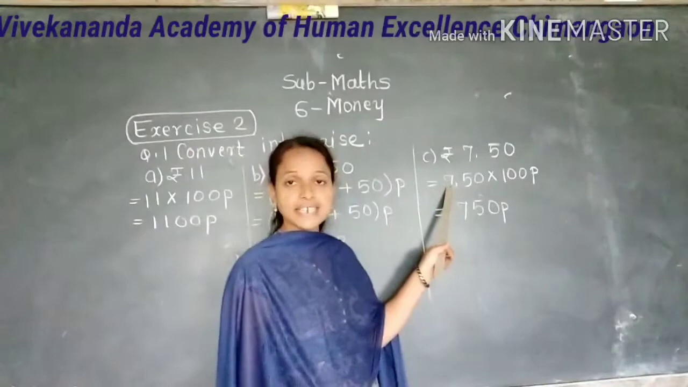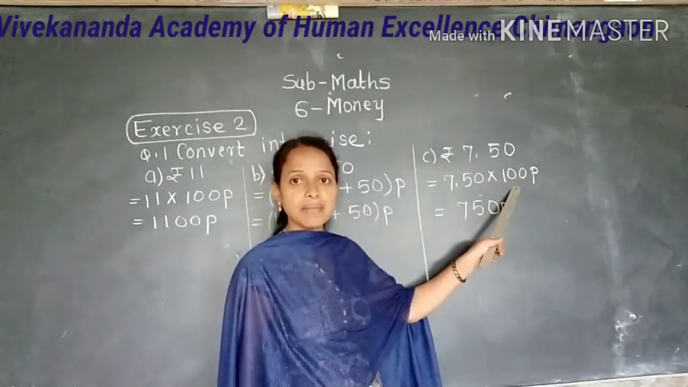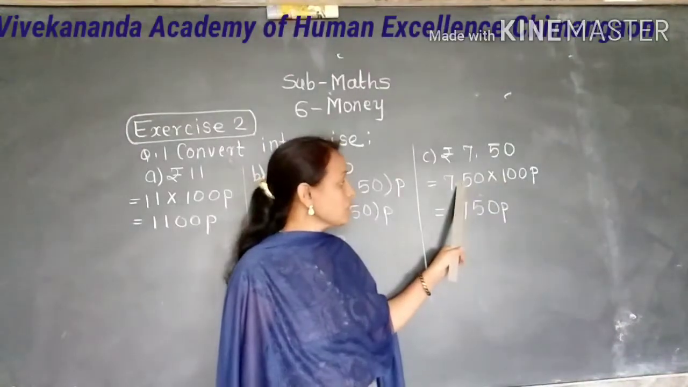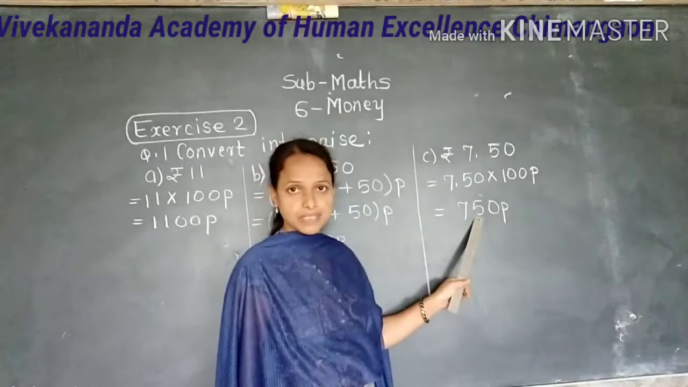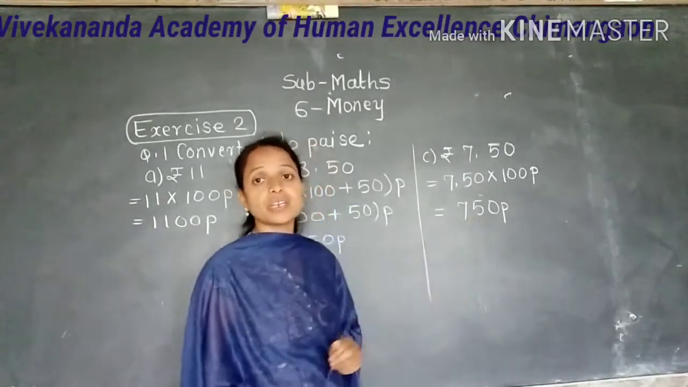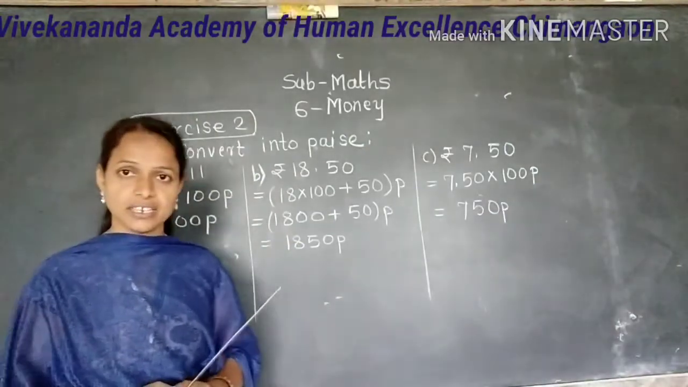See here, second step, 7.50 multiply by 100 paise, and here we remove the dot. So we get 750 paise. In this way, we convert rupees into paise by multiplying by 100.